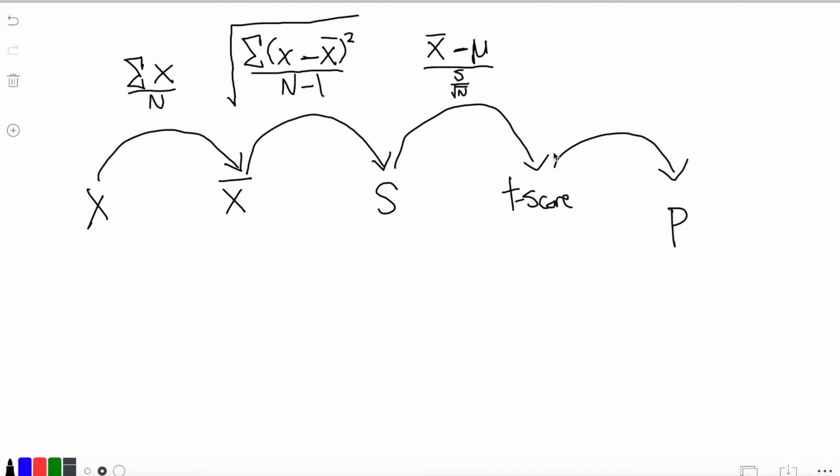Now with a t-score, we're able to get our p-values by using the t-table. And just like in a past video, we can also start with a p-value and move back and get our t-score as well, using that same t-table.